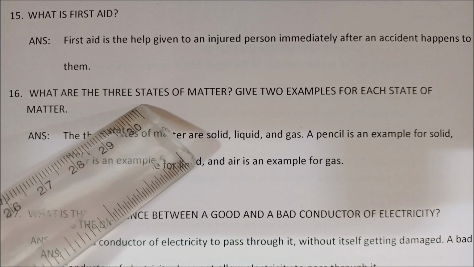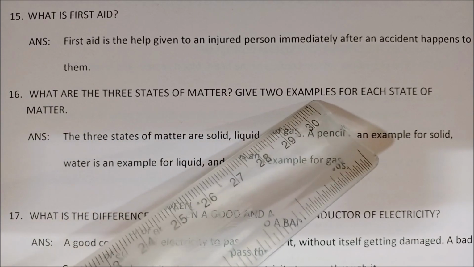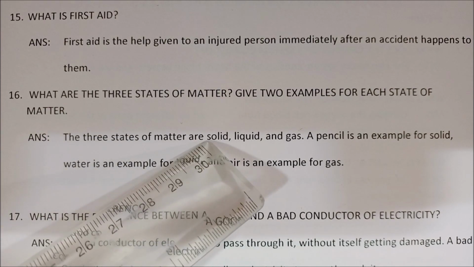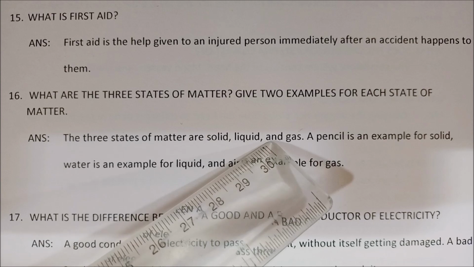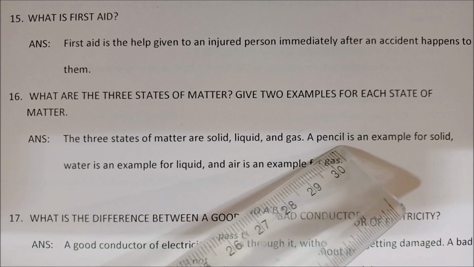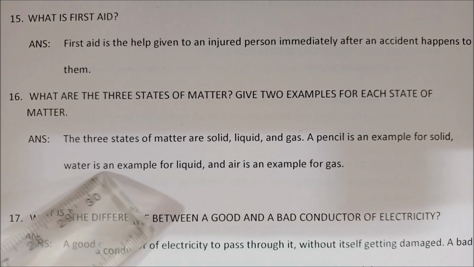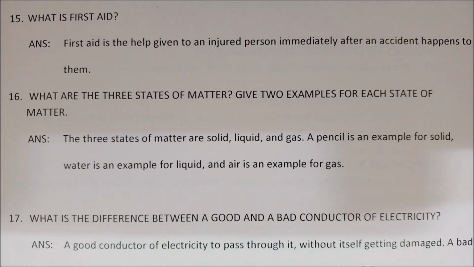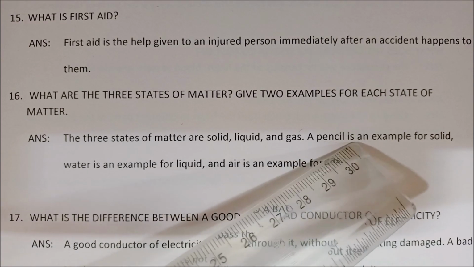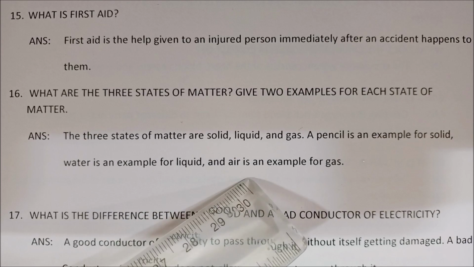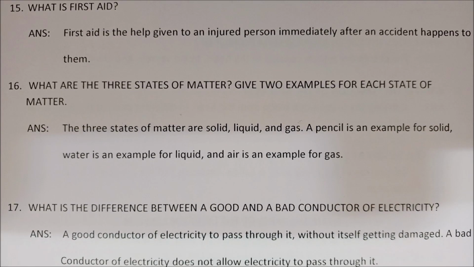Your next question, question number 16. What are the 3 states of matter? Give 2 examples for each state of matter. The 3 states of matter are solid, liquid and gas. A pencil is an example for solid, water is an example for liquid and air is an example for gas. So children, they have given you the examples. Is it clear to all?